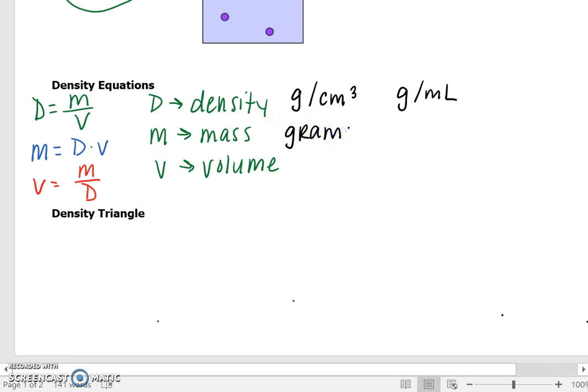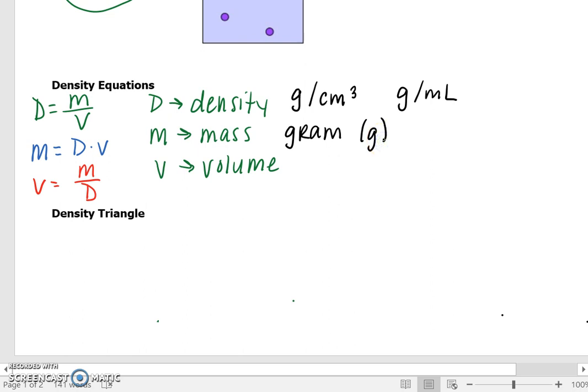And that's because we're going to use small samples of things. We don't need to use a kilogram of silver when we are doing an experiment. We're going to use a small amount, 2 grams maybe. And so gram is going to be our unit that we use for mass most often, and it is abbreviated by a lowercase g.